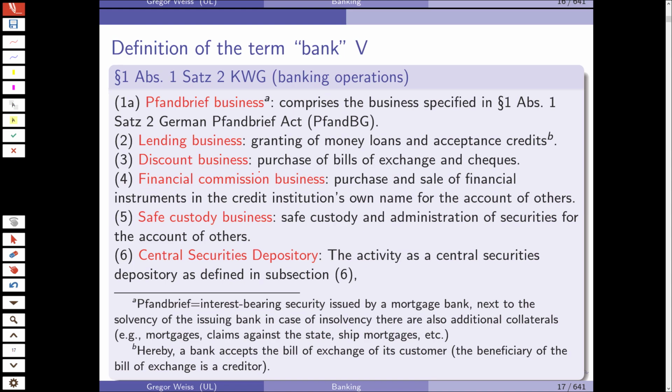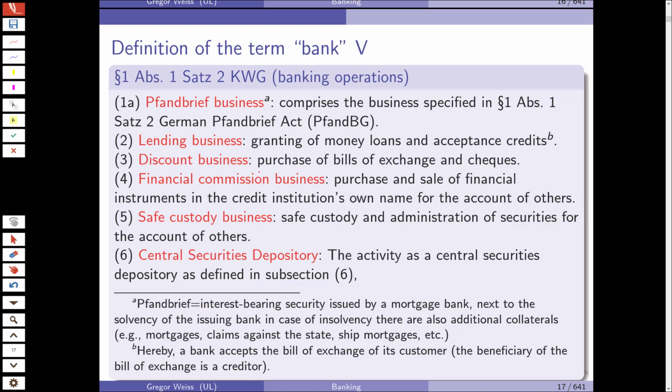Pfandbrief lending, Pfandbrief business. Oh, this is very German. What is a Pfandbrief? There is no English word for that. Just like Schadenfreude. Interest-bearing security issued by a mortgage bank next to the solvency of the issuing bank. In case of insolvency, there are also additional collaterals. A Pfandbrief is a special type of bond in which not only the issuer guarantees payback, but you also have additional collateral, usually mortgages and real estate. So these are considered to be extremely safe.